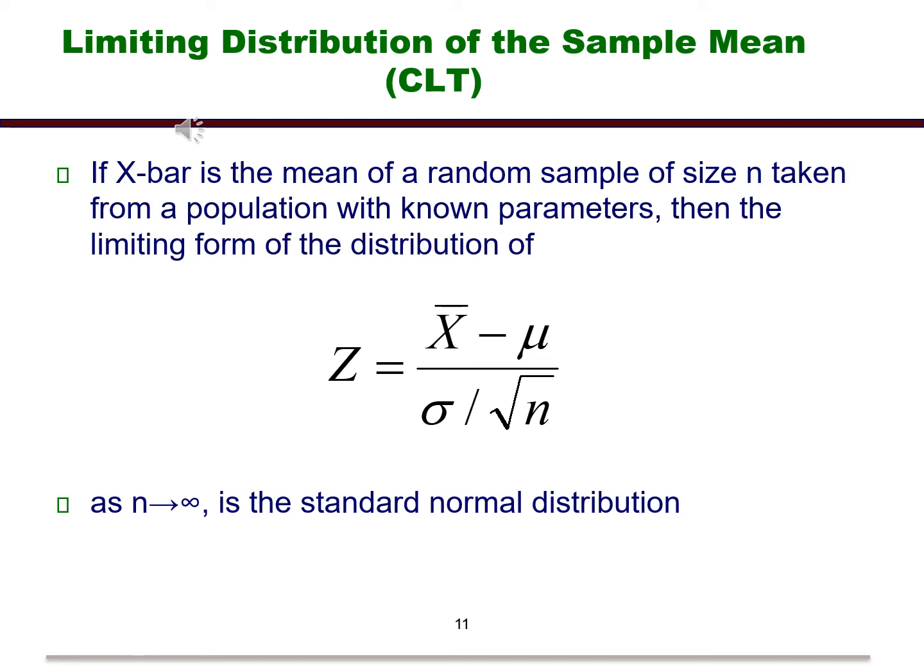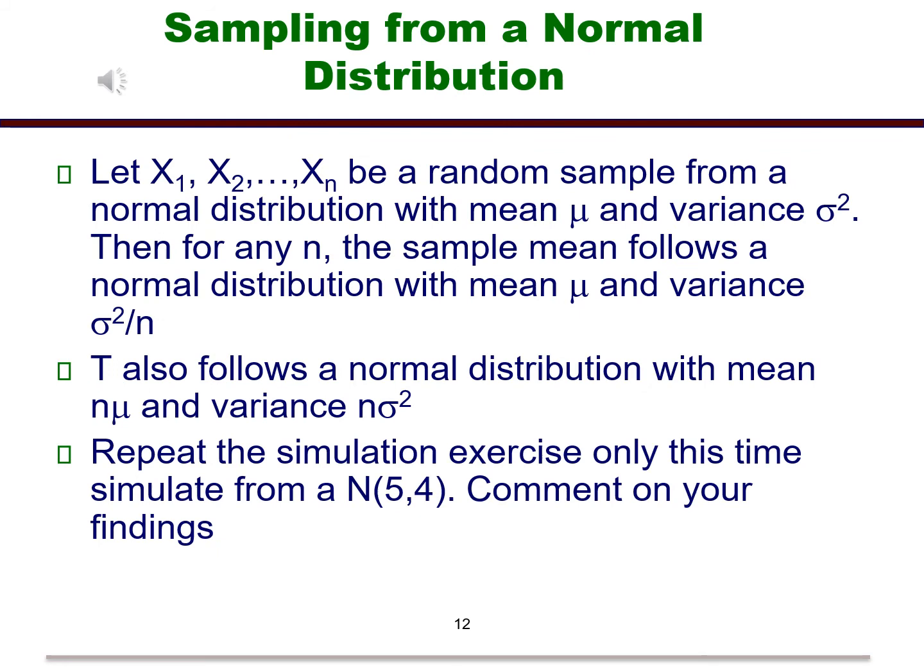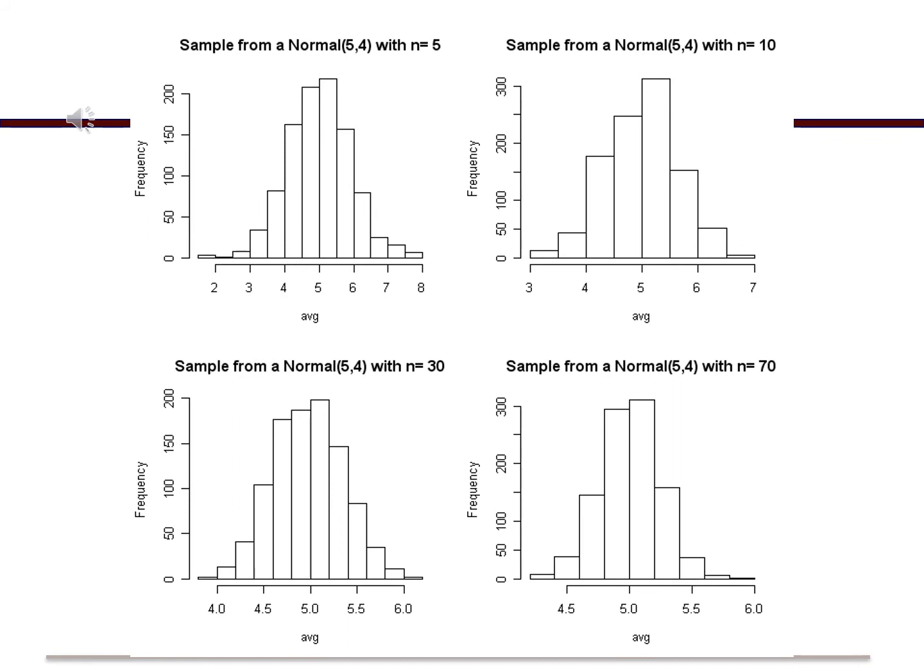What if we know that the underlying distribution of the data is actually normal? If the underlying distribution is normal and the parameter values are known, the sample mean comes from a normal distribution with mean mu and variance sigma squared over n. A similar relationship holds for the totals. Let's look at another simulation. This time we will simulate from a normal distribution with mean 5 and variance 4. You can see from this that regardless of the sample size, we still get a bell-shaped curve as the result.